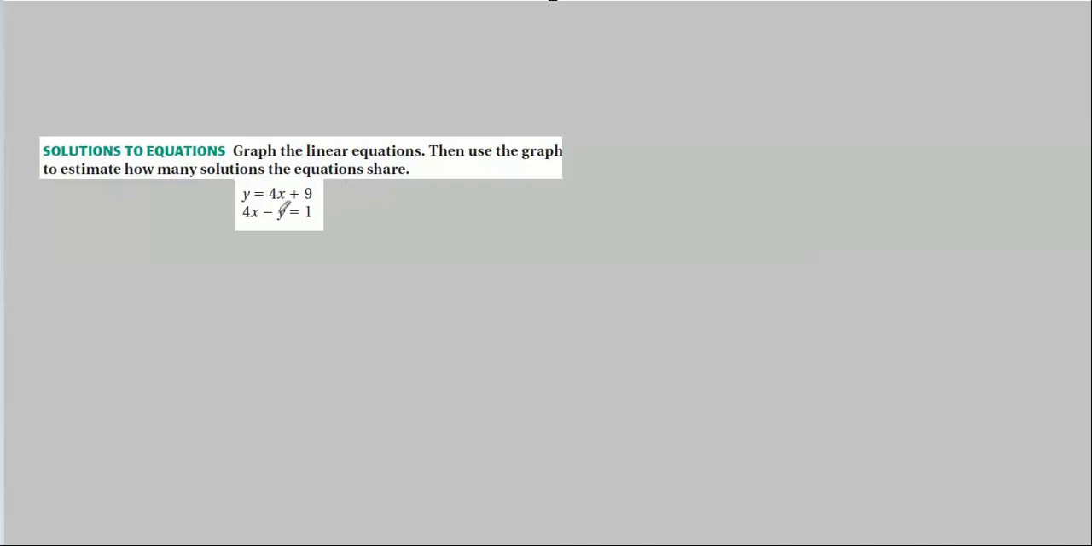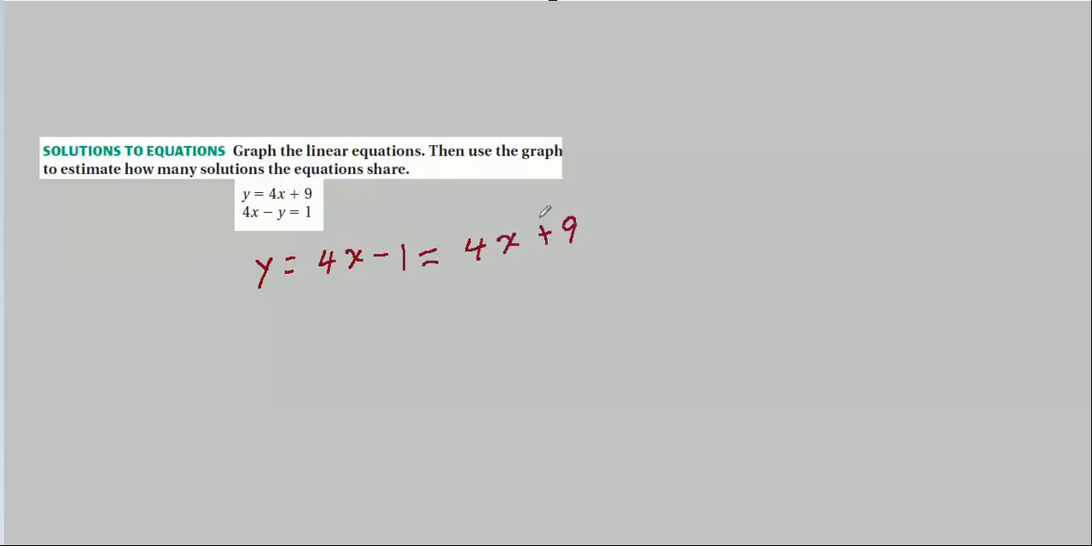Well, let's put this into our standard slope-intercept form. Now if we do that, we can put a y over here, subtract 1 from each side, and get that y equals 4x minus 1. Up here, we have that y equals 4x plus 9. So we'll set those two equal and see what kind of solutions we get.